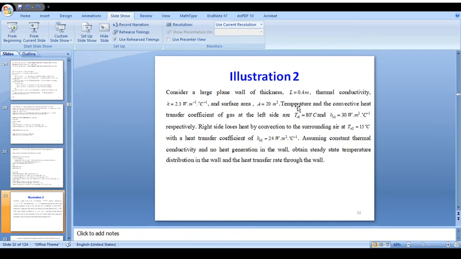Here the length was taken as 0.4 meter, conductivity 2.3, area 20, and temperature 80, and the heat transfer coefficient on the left hand side 30 watt per meter square per degree Celsius. Then the right hand side temperature of surrounding air was 15 degrees Celsius and the heat transfer coefficient was considered 24 watt per meter square per degree Celsius. These were assumed: constant thermal conductivity, no heat generation, steady state, one-dimensional heat transfer only.